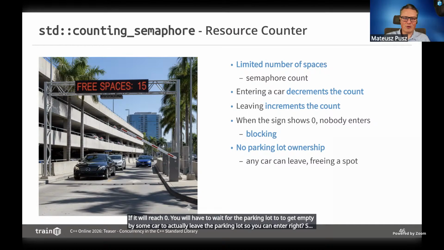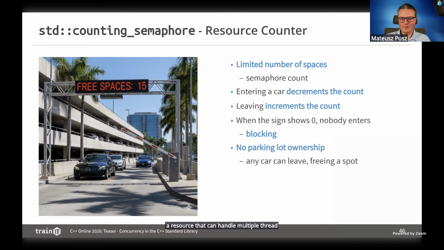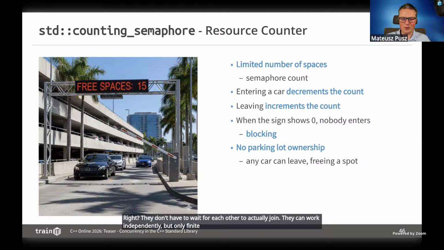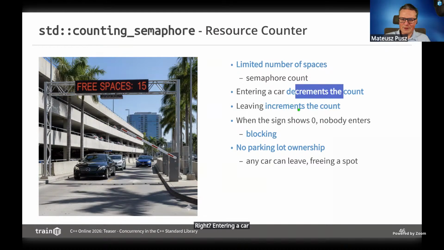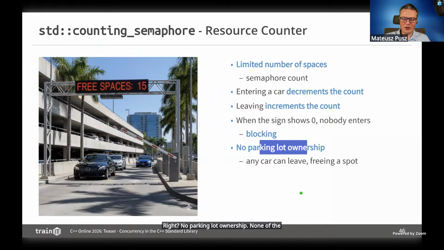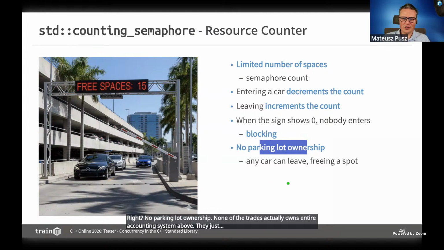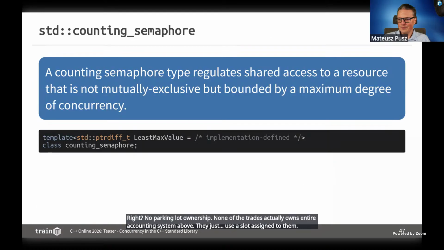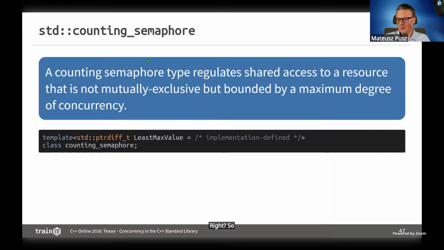So this is a counting semaphore. It is meant to model a resource that can handle multiple threads at a time. They don't have to wait for each other to join. They can work independently, but only a finite number of threads is allowed to enter. Entering a car decrements the count, leaving increments the count. When the sign shows 0, nobody enters, it's blocking. There's no parking lot ownership. None of the threads owns the entire counting semaphore. They just use a slot assigned to them.